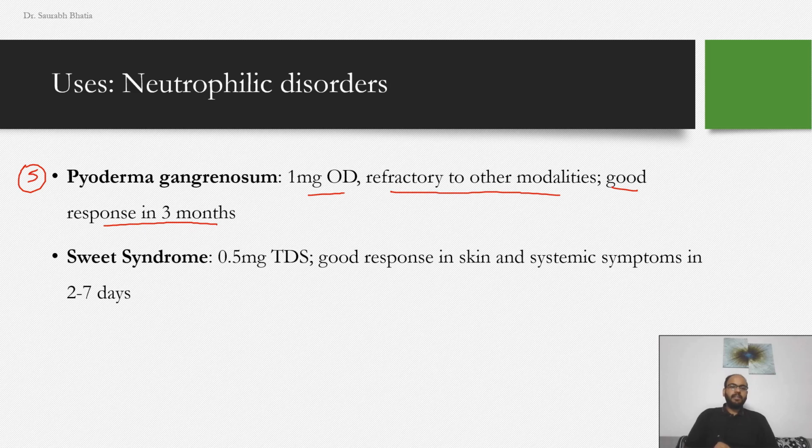Okay. Sixth is Sweet syndrome, which is again a part of neutrophilic dermatosis, 0.5 milligram 3 times a day. Good response was seen in skin and the systemic symptoms like fever or weakness. There was good improvement in systemic symptoms also within a week. So it's a very fast acting drug again. Okay. So the response starts early. It just depends on how many months or weeks you can maintain the patient on colchicine. You can give colchicine as long as the side effects are not appearing. Okay.